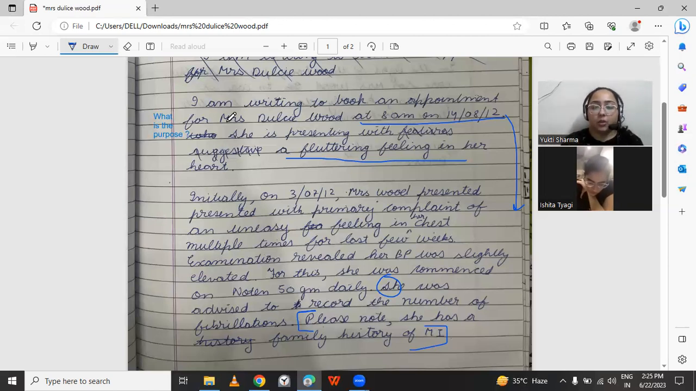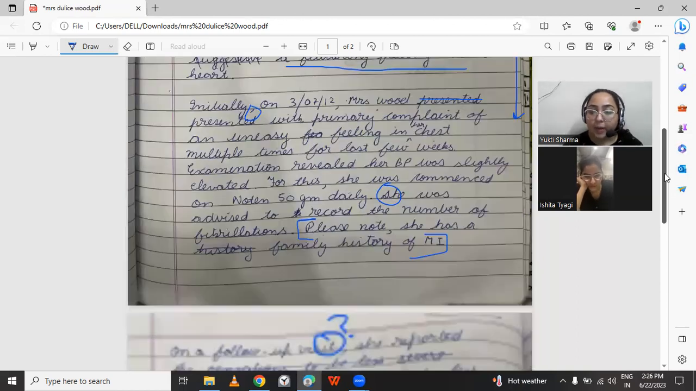Then, initially, after initially there is no comma needed. Just straight away, initially on 3/7, Mrs. Wood presented. The word presented is written twice, so I'm just cutting one of them. Presented with a primary complaint of an uneasy feeling in her chest multiple times for the last few weeks. Examination revealed BP was slightly elevated. For this, she was commenced on Norton daily. After the full stop, capital S, she was advised to record the number of fibrillations. So now here you can end this paragraph.